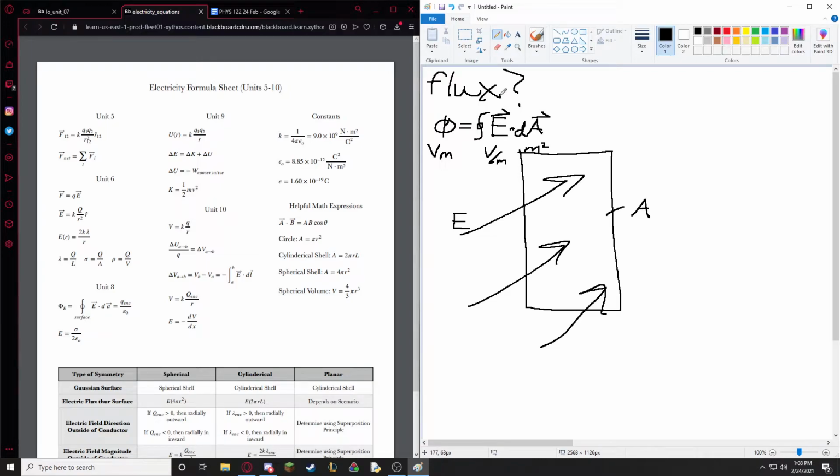So what exactly does that mean? We're essentially taking our electric field at every given point, whatever its value is, and slowly adding up the dot product of the electric field with the area vector. Does anyone know what an area vector is relative to an area? If this is our area right here, lying flat, what direction is our area vector going to be in?